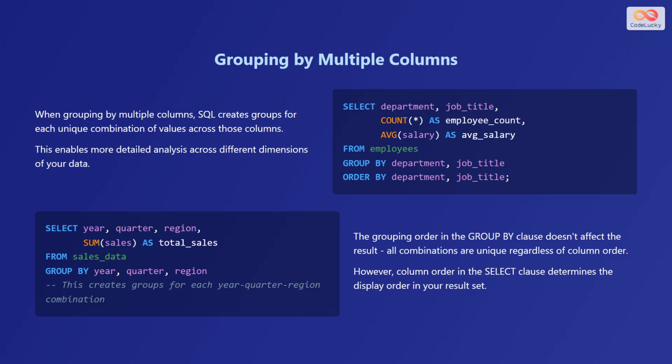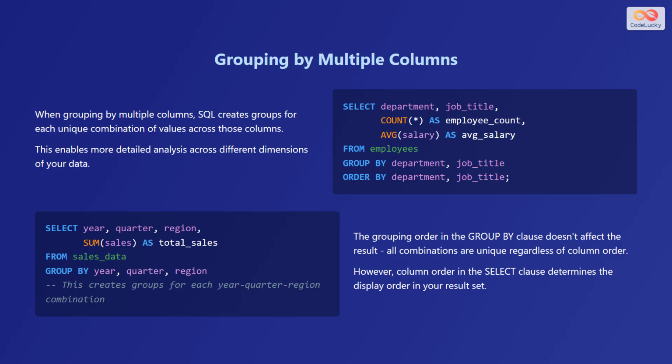In this section, let's understand grouping by multiple columns. When you group by multiple columns, SQL creates groups for each unique combination of values across those columns. This allows for a more detailed analysis across different dimensions of your data.